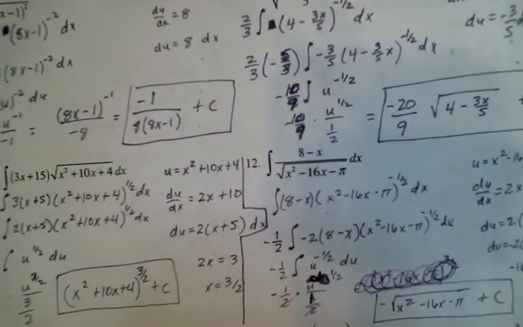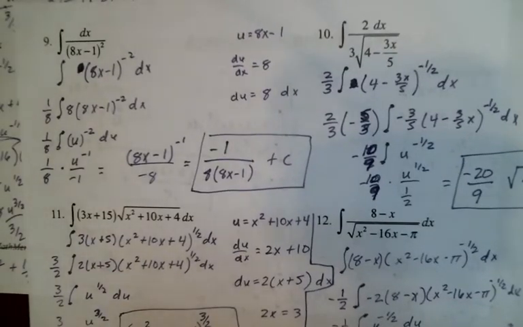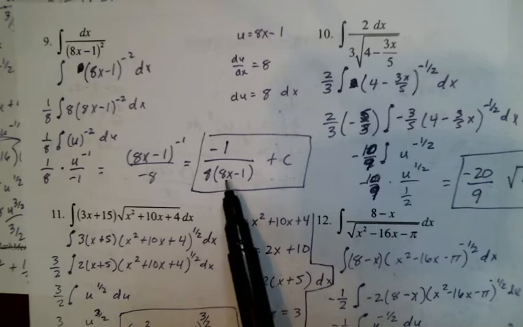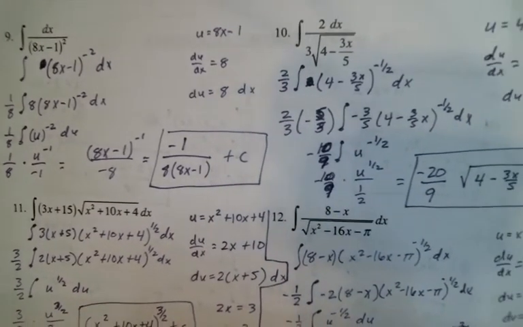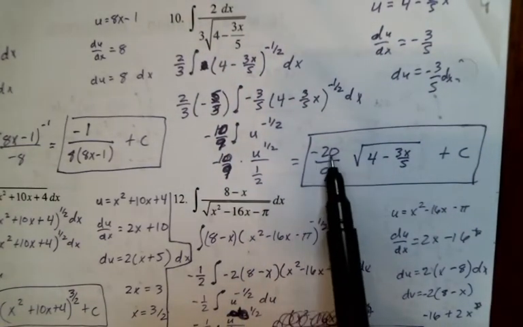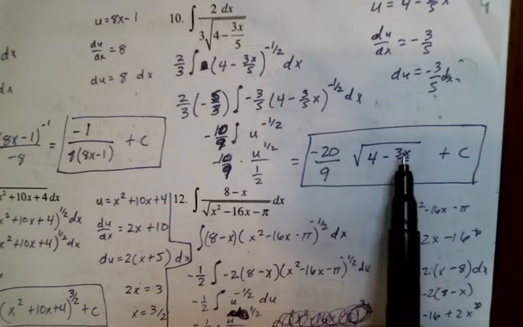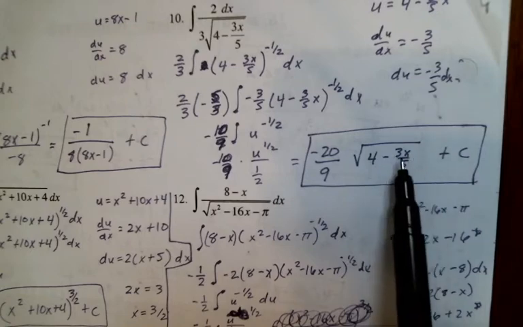All right, backside. Number 9. -1 over 8 times the quantity of 8x minus 1 plus c. Number 10. -20 over 9 times the square root of 4 minus 3x over 5. You could have kept that raised to the 1/2 as well. Either one works, plus c.